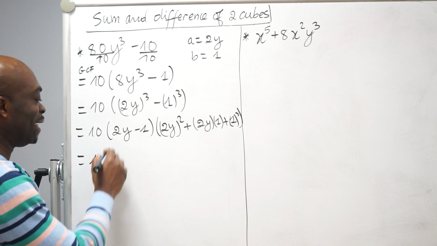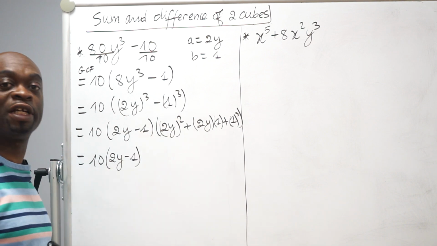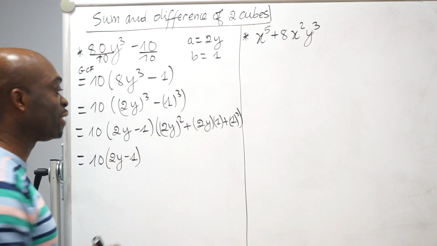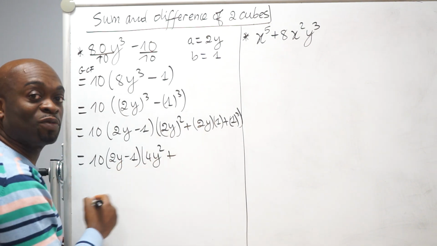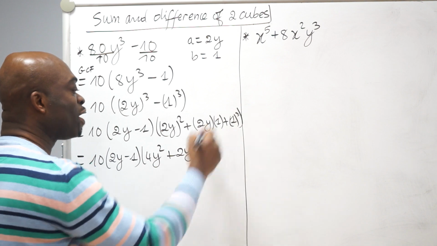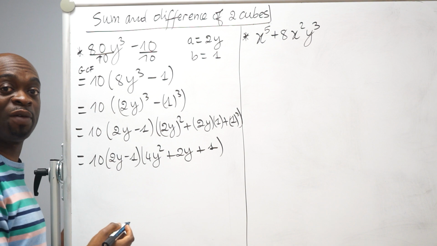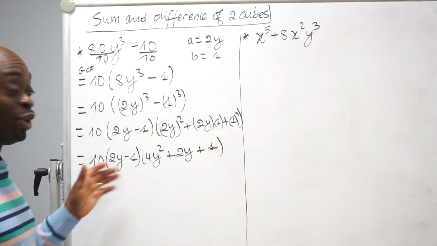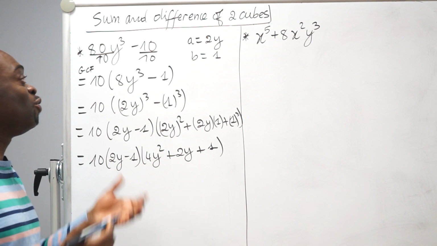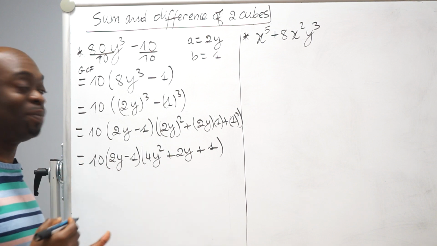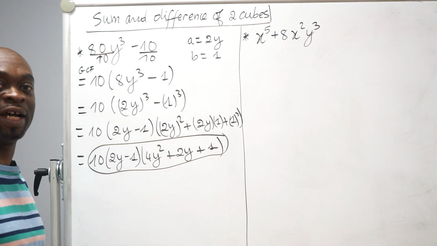And then we bring down the 10 again. This is 2y minus 1. And then what happens here? 2y squared: 2y times 2y is 4y to the second power, plus 2y times 1 is 2y, plus 1 squared is 1. Is there anything else that we have to do over here? No. We don't need to multiply it again to expand it and combine like terms, because we're trying to factor it. It's just to make it simpler. So this is it, and you are finished.